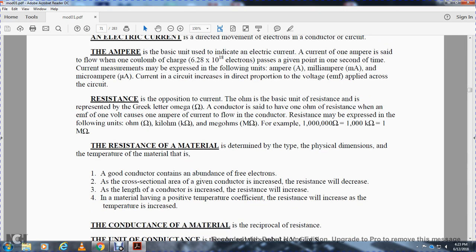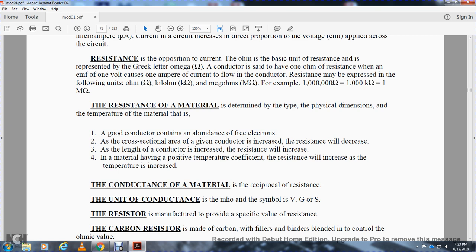A good conductor contains an abundance of free electrons. As the cross-sectional area of a given conductor increases, the resistance will decrease. As the length of the conductor increases, the resistance will increase. For a material with a positive temperature coefficient, resistance will increase as temperature increases. The reciprocal of resistance is conductance, with the unit mho and the symbol G or S.